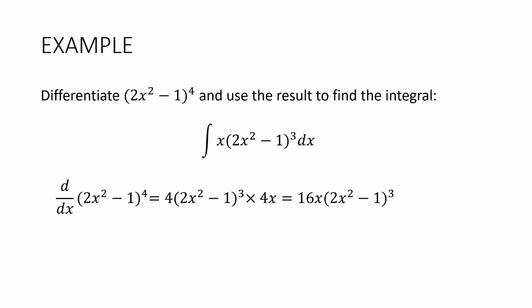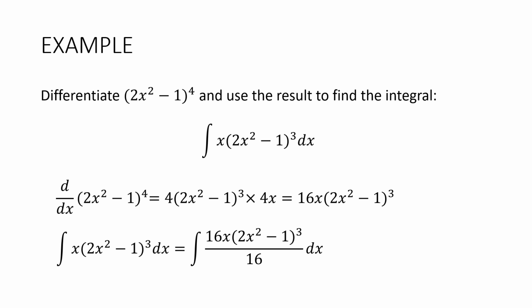So the integral of this is equal to that. We don't quite have this though. Can you see that? We have no 16. So what we can do is put it in and then adjust. Can you see what I've done there? So I've got 16x, which is what I'm wanting, multiplied by (2x squared minus 1) all cubed, and I've divided by 16 to get rid of it. Now I know that the integral of that is that. So our answer to this question is going to be (2x squared minus 1) all to the power of 4 divided by 16 plus c.